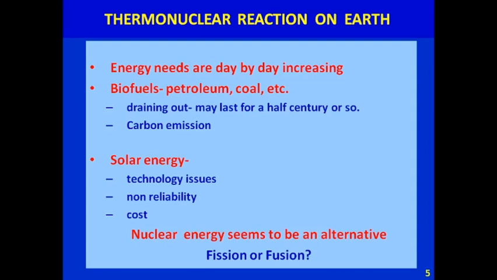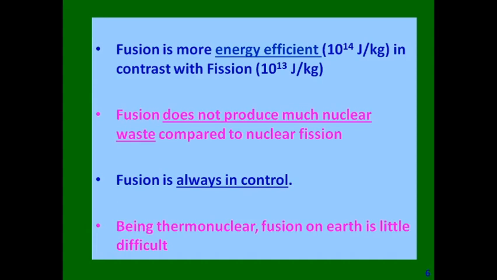But nuclear energy, you know that there are two types of nuclear energy possible. One is fission and the other is fusion. Fission we have already seen. A lot of fission reactors are already in place, but fusion reactors are not realized even today. So what is the difference between fission and fusion in terms of energy production? Fusion is more energy efficient in contrast with fission.